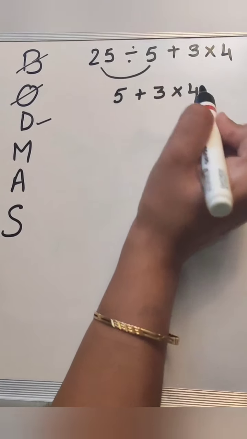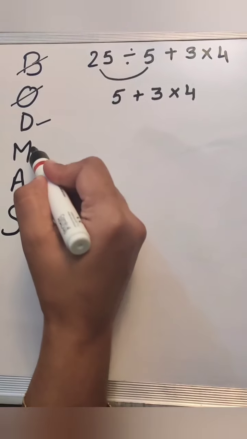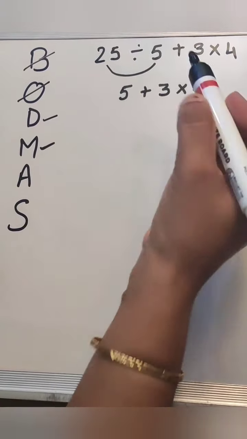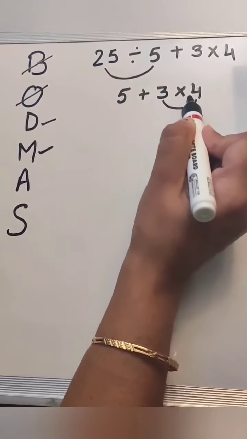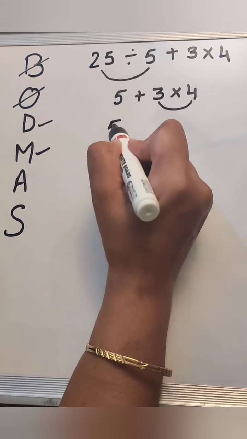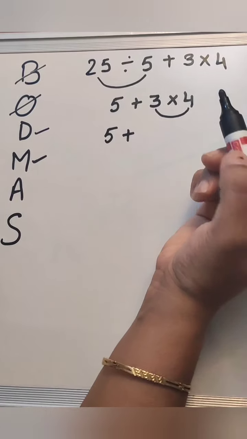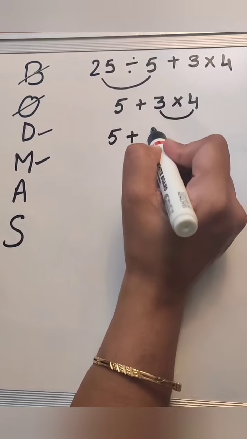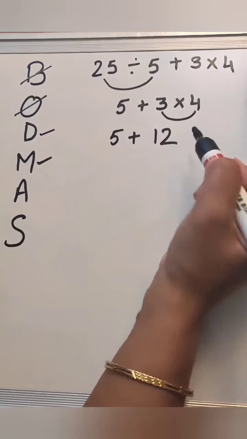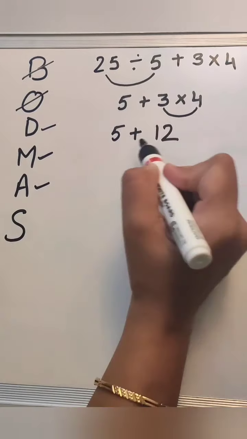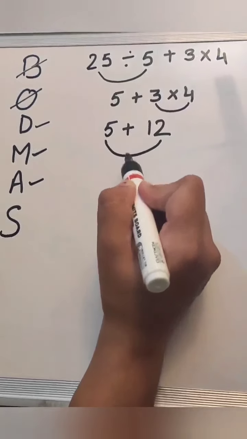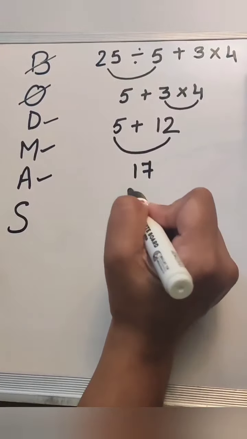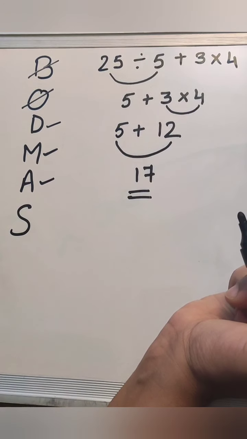And rest of the numbers we'll write as it is. After that there is multiplication. So multiplication sign is between 3 and 4. So we'll write 5 as it is, plus sign as it is. 3 times 4 is 12. After that we have addition. So our last operation is addition. 12 plus 5 is 17. So our answer is 17.